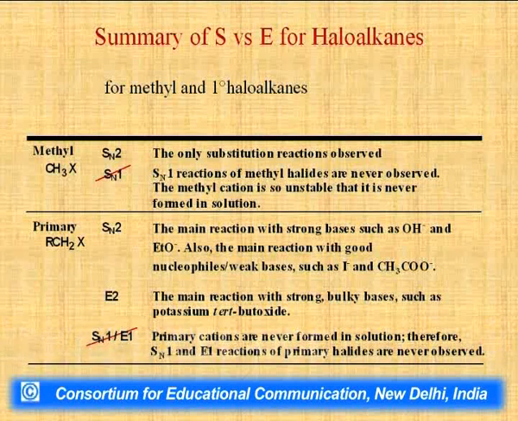With primary haloalkanes, E2 is the main reaction with strong bases such as hydroxide and ethoxide, and SN2 is the main reaction with good nucleophile, weak bases such as iodide and acetate anion. When will E2 take place? It is the main reaction with strong bulky bases such as potassium tertiary butoxide. Primary cations are never formed in this solution, therefore SN1 and E1 reactions of primary halides are never observed.